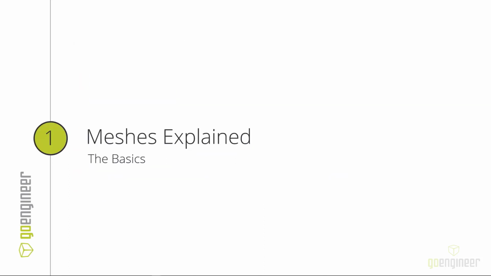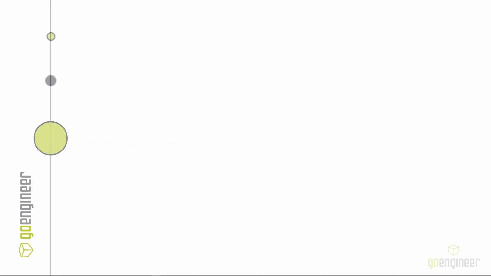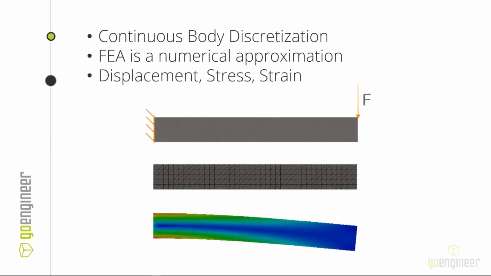So let's talk about meshes and go over the basics. When we talk about finite element analysis, elements are part of the name, and really that's the mesh. We take a continuous problem, like this cantilever beam, fixed on one end with a force on the other, and we discretize it. We break it up into small elements, small chunks that we can then solve for displacement, stress, and strain across. And you get the output at the very bottom of the screen, which is your stress or displacement plots.